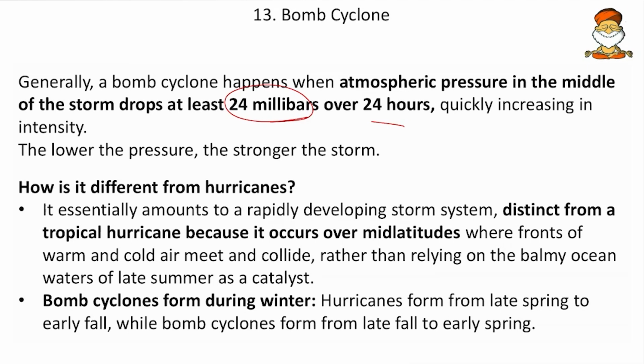However, the difference is very simple. Bomb cyclones happen in the temperate zone, and hurricanes happen in the tropical zone. Also, bomb cyclones form during winter, whereas hurricanes form during the spring.